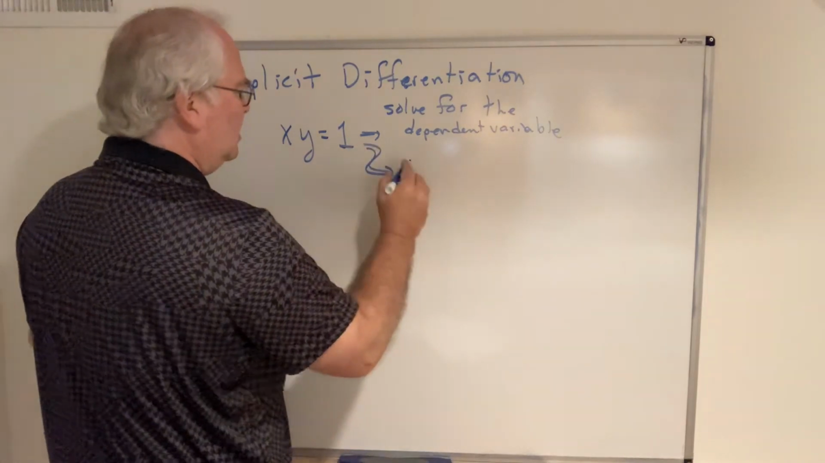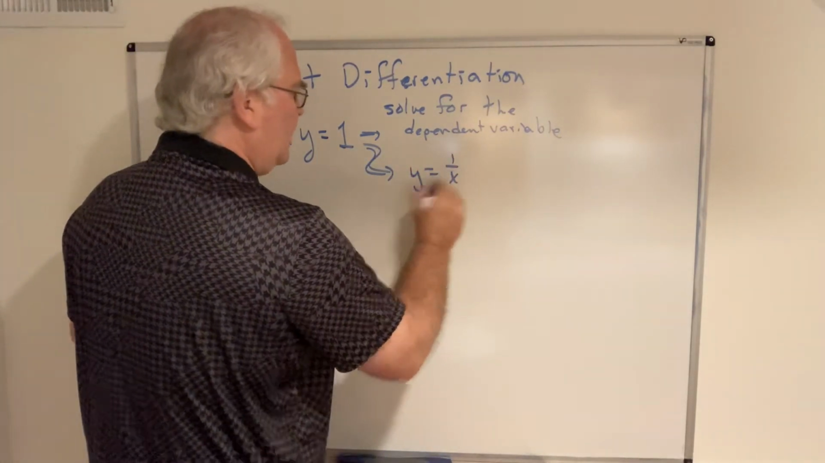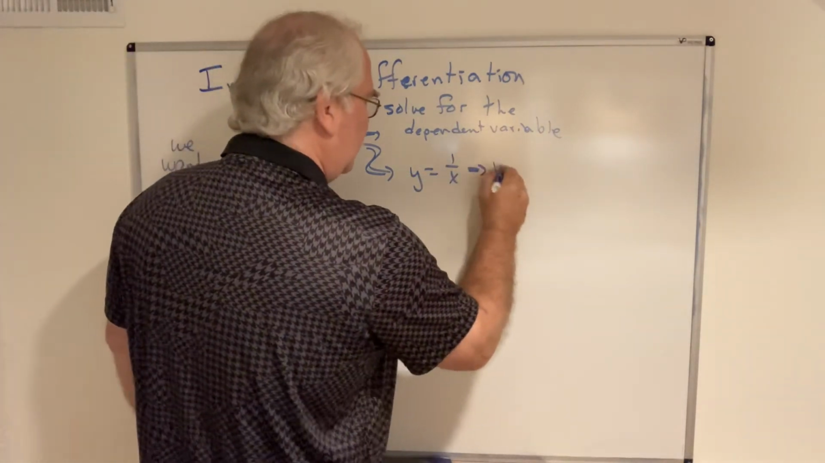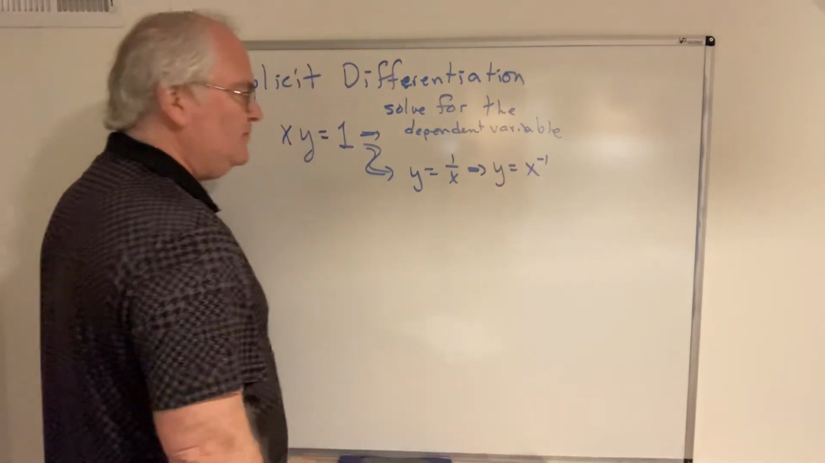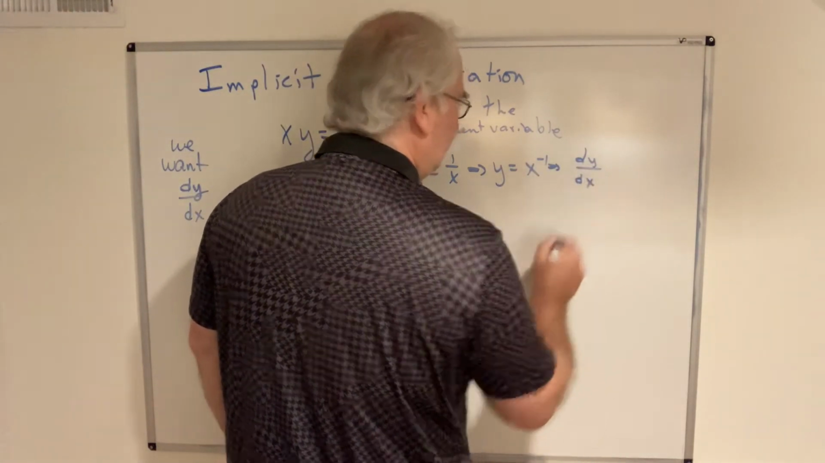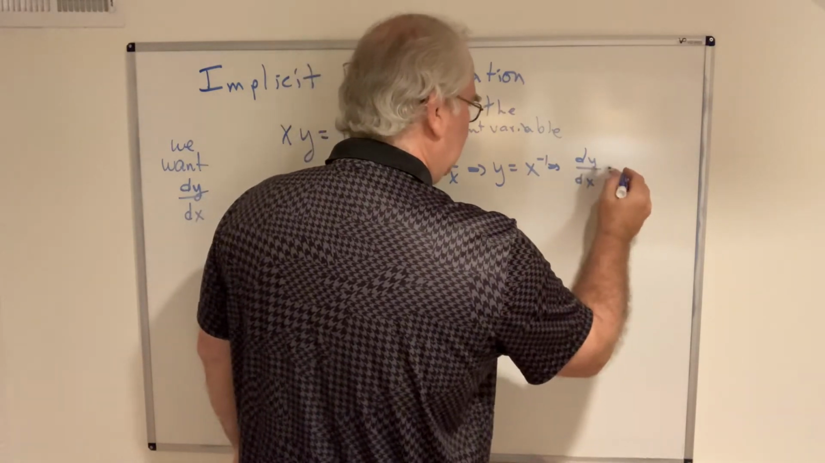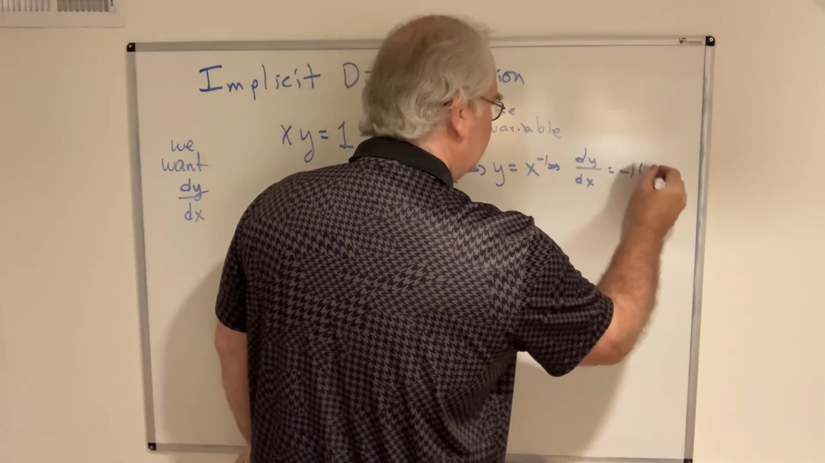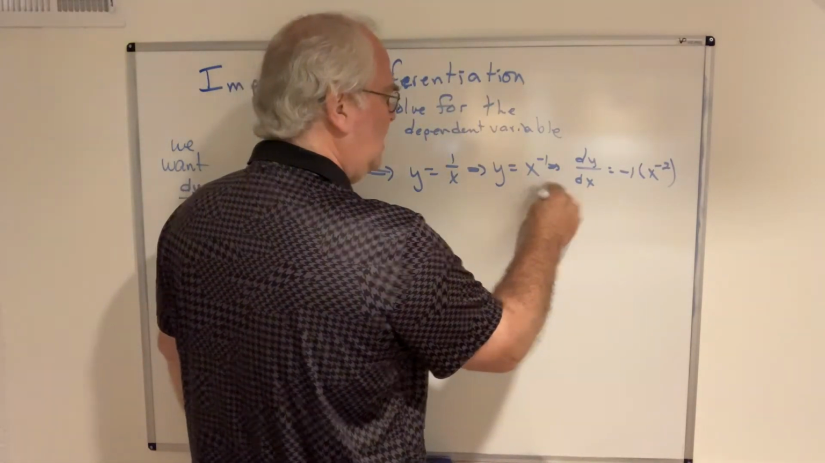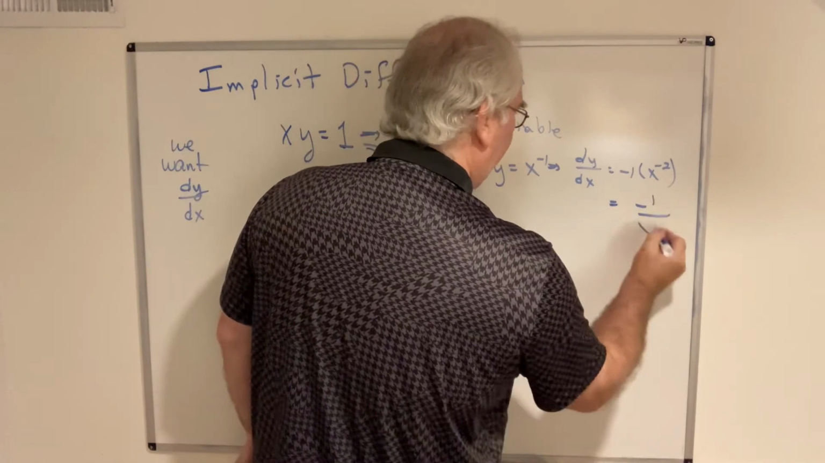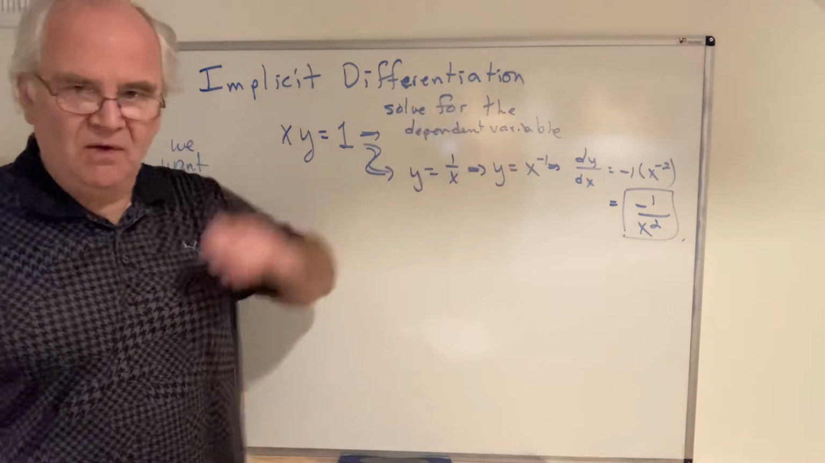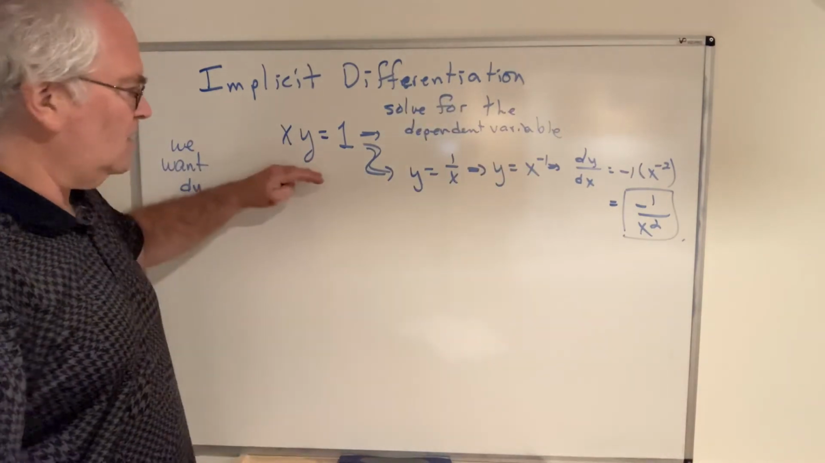In which case, that would look like y is equal to 1 over x. Now, if we wanted to, we could write that as y equals x to the negative 1. And then the derivative of y with respect to x is equal to negative 1 times x to the negative 2. It's just the power rule. Then we could rewrite that as negative 1 over x squared. That is certainly allowed, more than fine in this particular case.